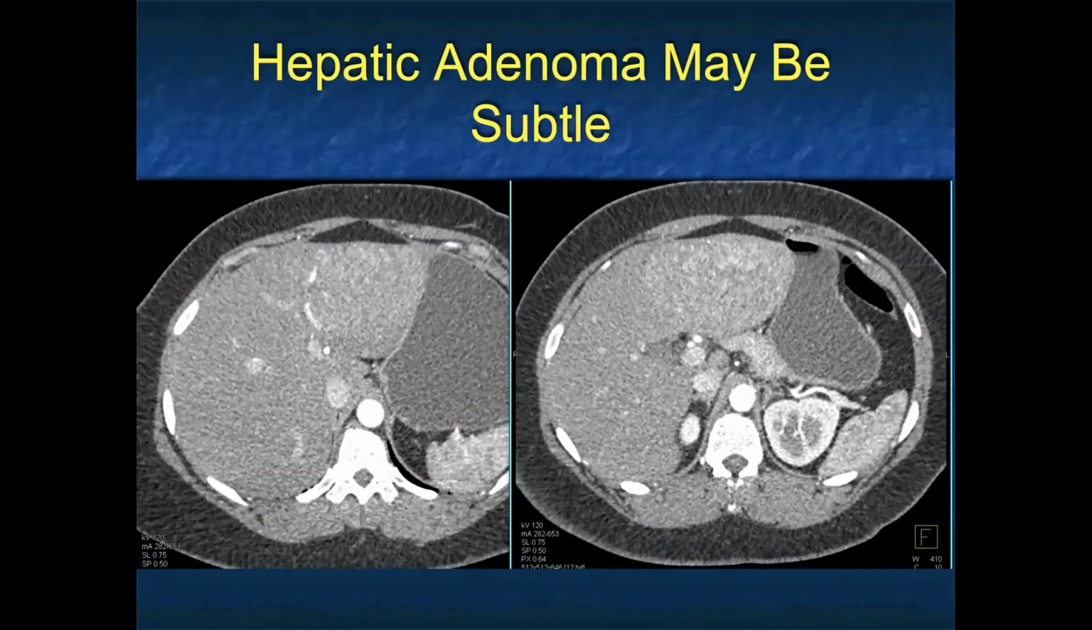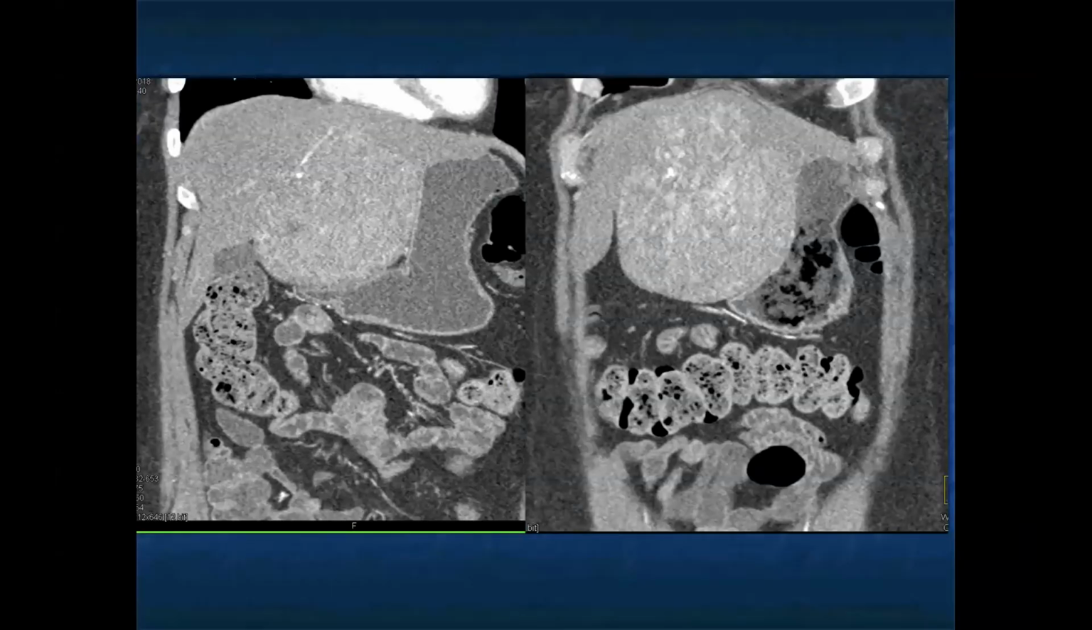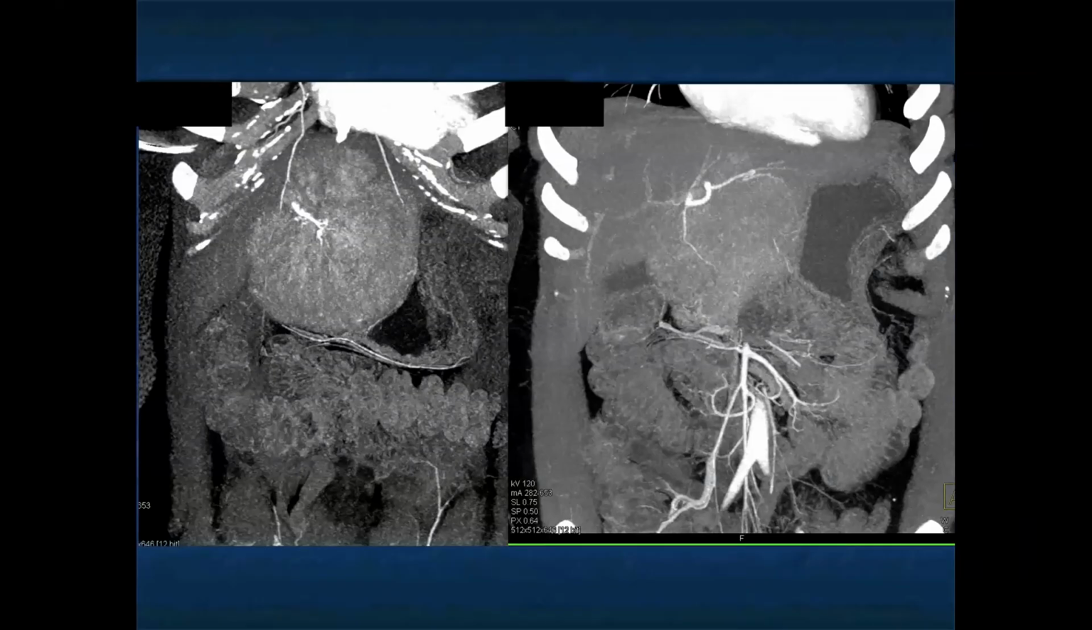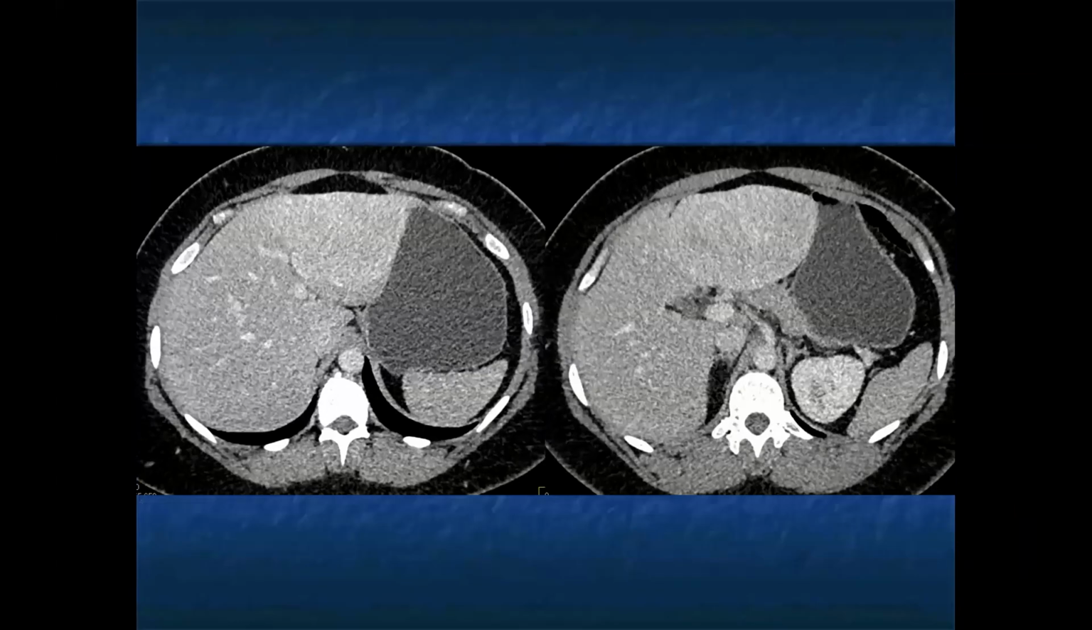Another example, a lesion infiltrating the left lobe of the liver. Hepatic adenomas may be very subtle. They may have this increased vascularity. They can enlarge the liver, and they can be infiltrative. You can see them nicely when you do the MIP here. You can see the prominent vessels and stretching of vessels. And as you go from arterial to venous, they may become less defined.